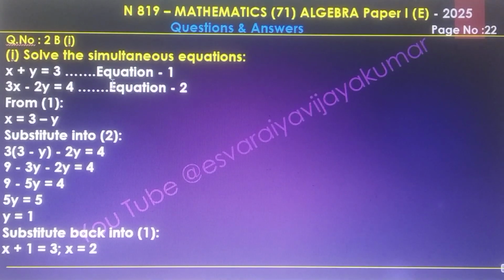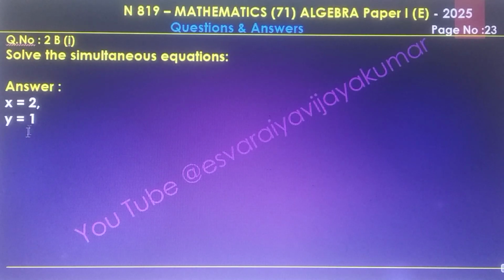Question number 2B1 is solve the following simultaneous equations. Here equation 1, equation 2, and from equation 1 we get the rearranged form x equal to 3 minus y. Substituting into 2, we are getting y value 1. That same value substituted in the equation, we are getting the value x equal to 2 and y equal to 1.